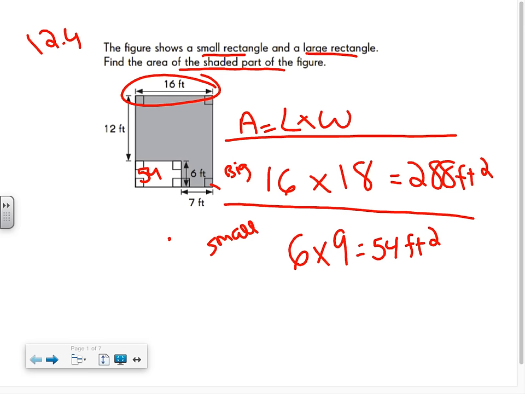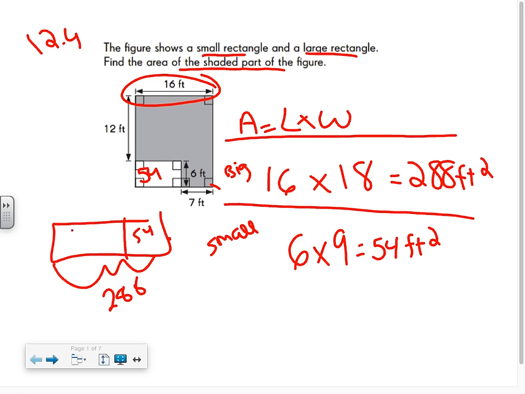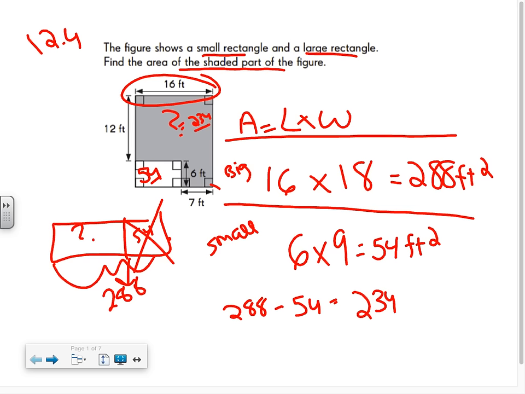If I know the whole thing is 288 and the piece is 54, like if I were to have a bar model, and I'm trying to find this piece, well, I can subtract, because if I have the whole, I can take away this from this number and whatever's left is going to be what goes in here. So I'm going to take my whole, which is 288, and subtract the little part, which is 54. 288 minus 54, I end up with 234. So I know that this has to be 234. If I add this plus this, I would get my whole. So my final answer is the shaded part is 234 feet squared.